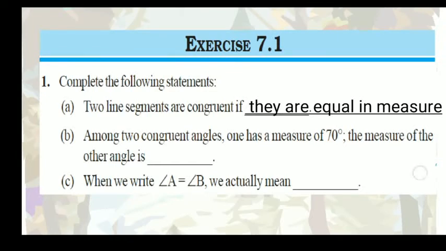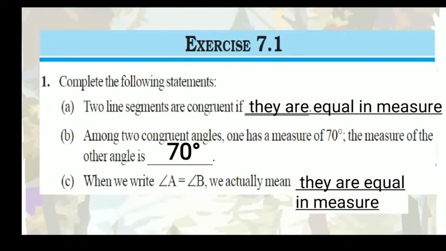Among two congruent angles, one has a measure of 70 degrees, the measure of the other angle is? Two angles are congruent. How do we say that they are congruent? Their measures have to be equal. Now the measure given here is 70 degrees. So both angles must have 70 degrees. So this other angle also must be 70 degrees. When we write angle A is equal to angle B, what do we actually mean? We mean that they are equal in measure, because their measures are going to be equal if they are congruent.